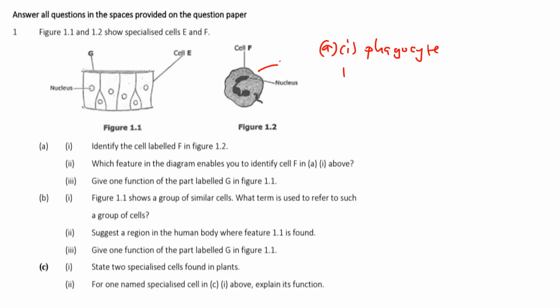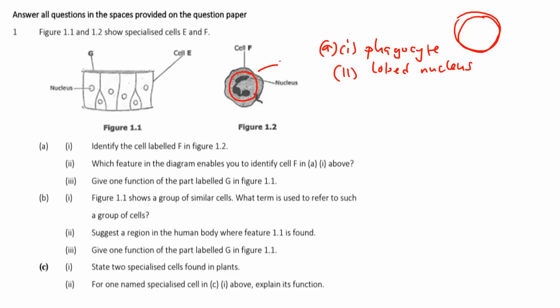Then question number 2, that is on A. Which feature in the diagram enables you to identify the cell in A1 above? It has a lobed nucleus. So what enables you to identify it is the lobed nucleus. The other one, which is the lymphocyte, has a large nucleus almost covering the whole cell.